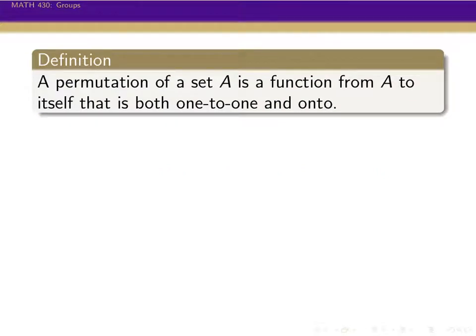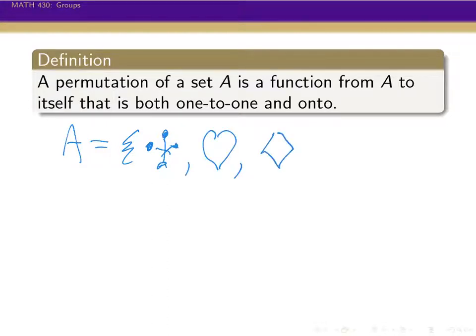So what is a permutation? A permutation of a set A is a function from A to itself that is both one-to-one and onto. So let's say that our set A has three things in it. Let's do a spade, a heart, and a diamond. I guess that's a club, a heart, and a diamond. No spades. And so what a permutation would be, let's call it a permutation sigma.